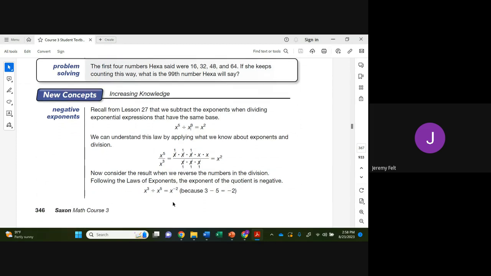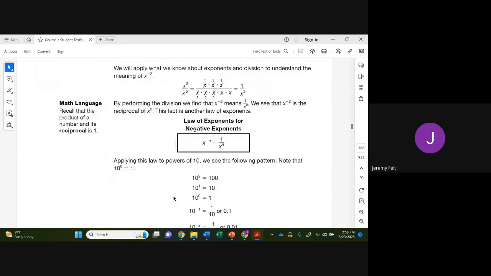And we can write it like that, or x to the negative 2 is the same as the reciprocal, 1 over x squared. So the negative exponent doesn't make the outcome negative, it's just the reciprocal of that. So instead of x squared, it's 1 over x squared. So we can write it either way, x to the negative 2 or 1 over x squared.